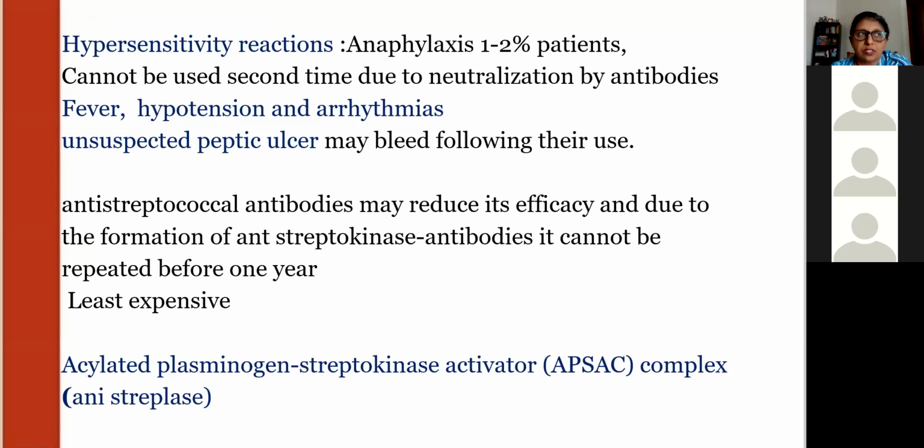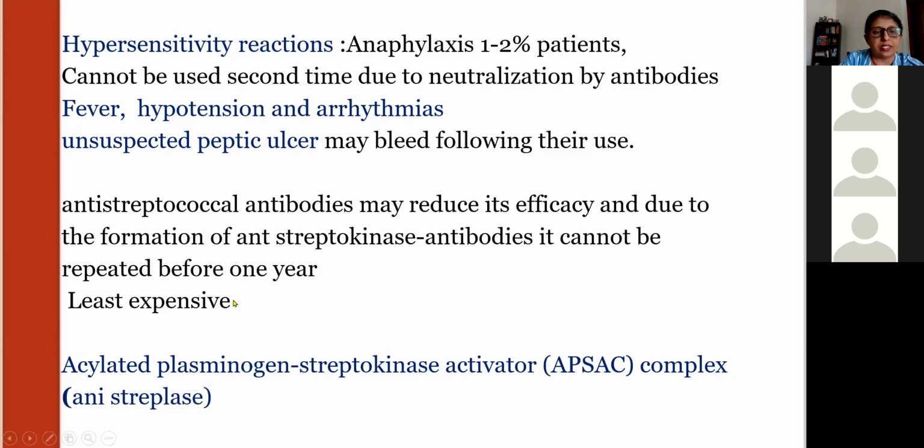If one person develops myocardial infarction this month and we have used this drug, and then next month there is a second attack, again we cannot use it, we have to wait, because neutralization by antibodies will be there, so it may not be effective. Other adverse reactions are fever, hypotension, arrhythmia. Because all these drugs can cause bleeding, if a person has an unsuspected peptic ulcer, when this injection is given, bleeding can occur from the stomach or duodenum.